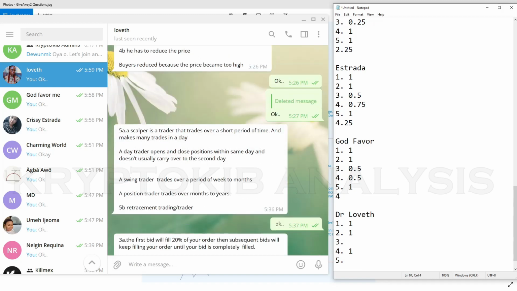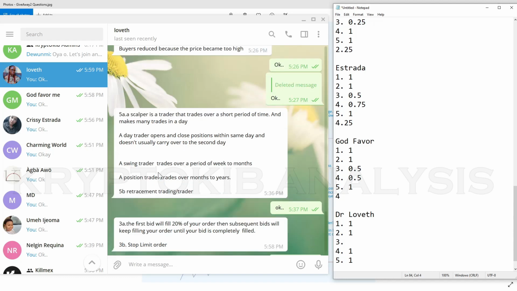Number 5. A scalper is a trader that trades over a short period of time and makes many trades in a day, right? A day trader opens and closes within the same day, right? Swing trader trades over a period of weeks to more, right? Position trader trades over months or years, right? Retracement, that's also correct.